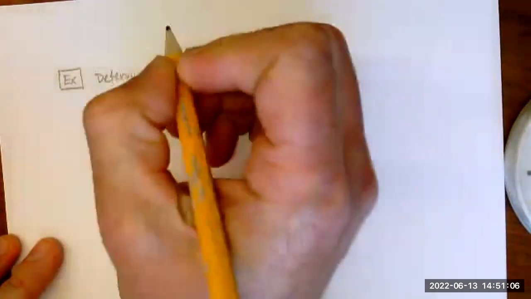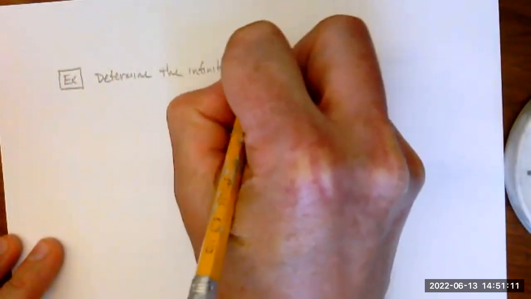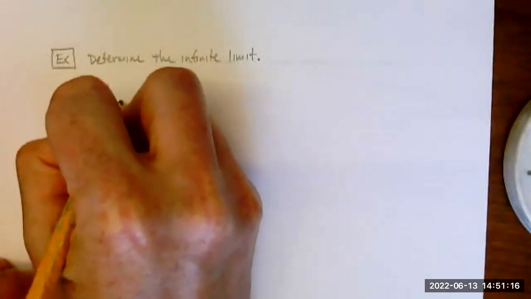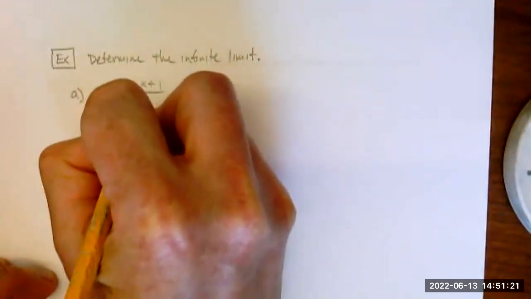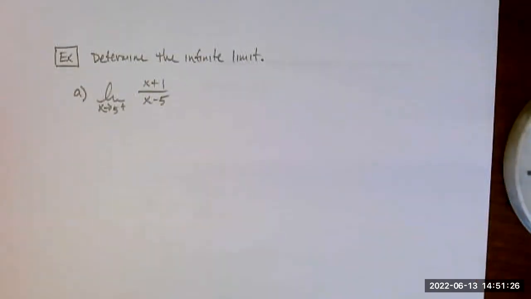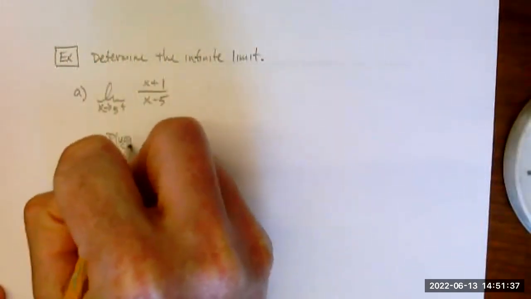Okay, example, and again, this is determine the infinite limit. And you notice we're told it's an infinite limit in the question, which is really nice. Okay. So what's going on here, and how could we identify this one as being different from some of those limit questions we saw before? What would happen if we plug in?